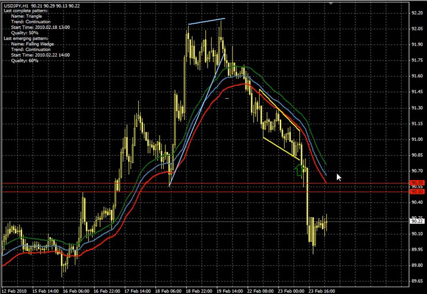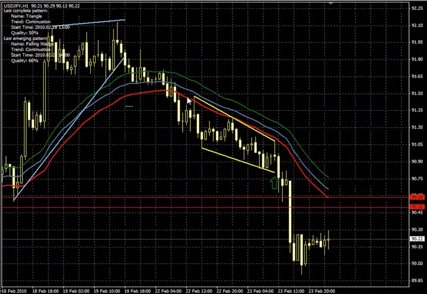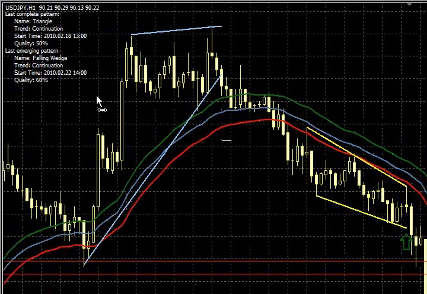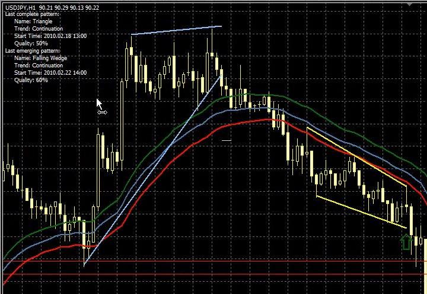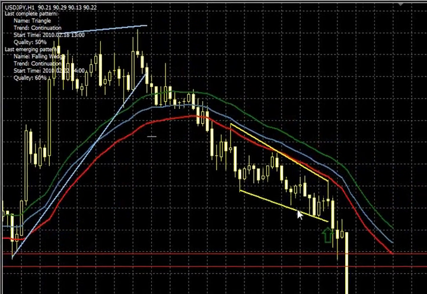If we were looking at a pattern, by the way, let me take a look at this pattern here. I'm going to expand this chart here for a moment. I'm going to take us out of market memory and show you this pattern here. This was a falling wedge. You can see that here in the upper left-hand corner. You see what it says, last emerging pattern. I know it's very small, but it says falling wedge. Well, this was a trending pattern.